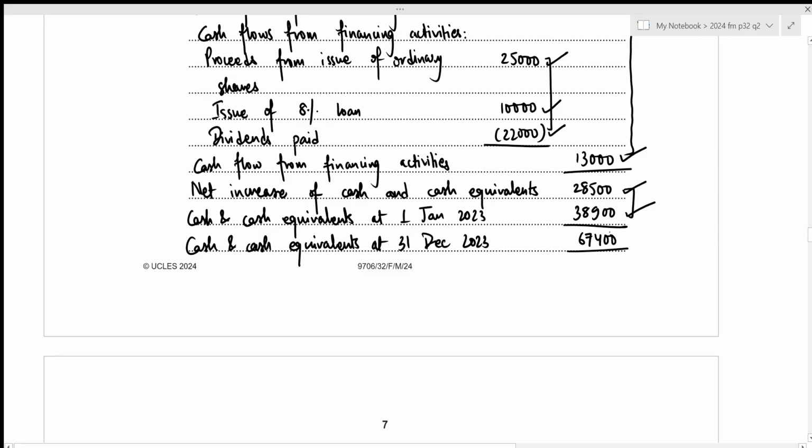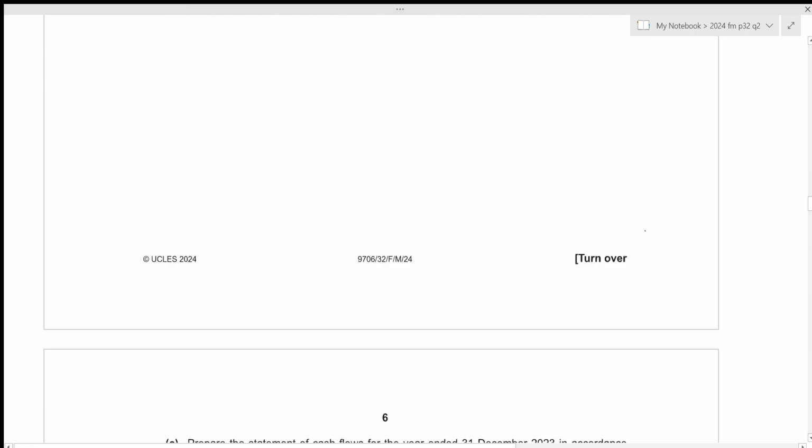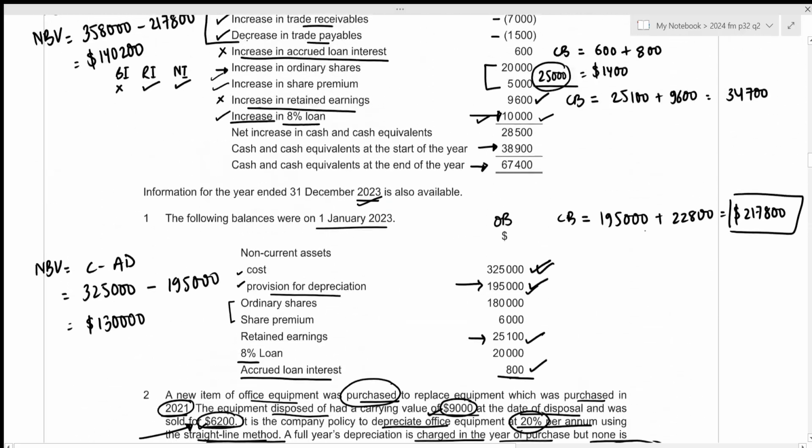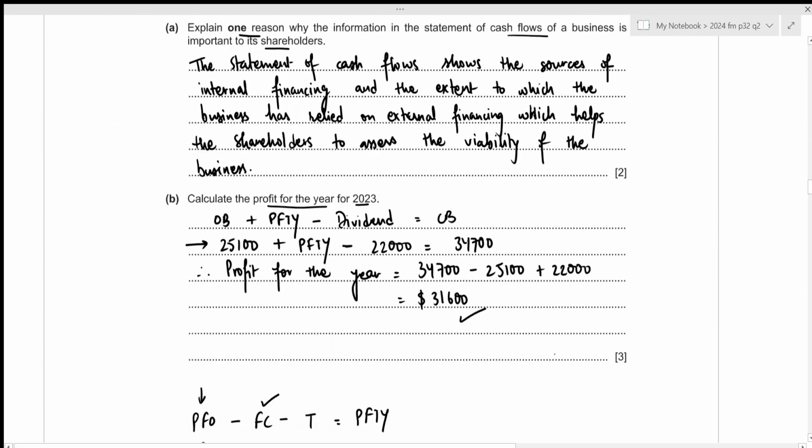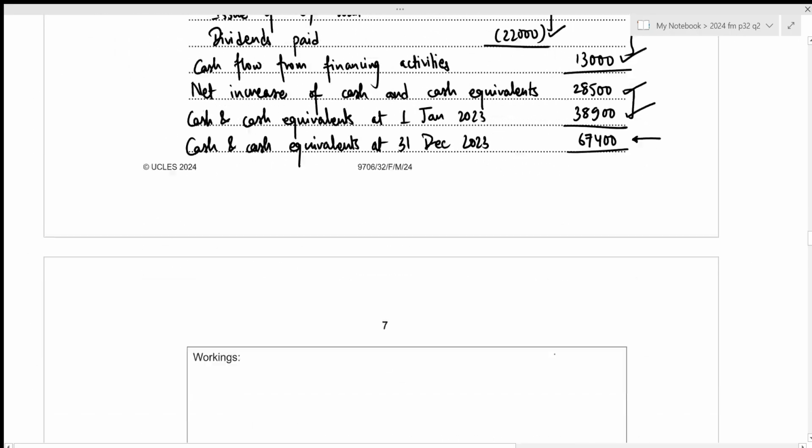Now, in order to check whether or not your statement of cash flows is correct, you can compare the closing balance to the given closing balance for the draft statement of cash flows. Because remember, this draft statement of cash flows was prepared by comparing the balance of each item. And the comparison balance of each item will show the correct net increase in cash and cash equivalents, which means that the closing balance will be correct, although the items included are incorrect. And the closing balance that we calculated from the corrected statement of cash flows was also 67,400, which means that the statement of cash flows that we prepared will have correct entries. So that is all for the third part of this question. Let's move towards the next one.